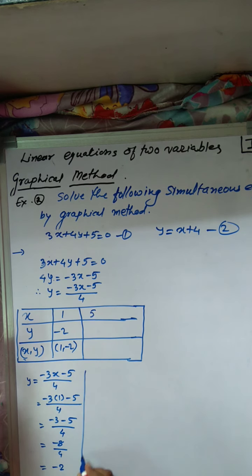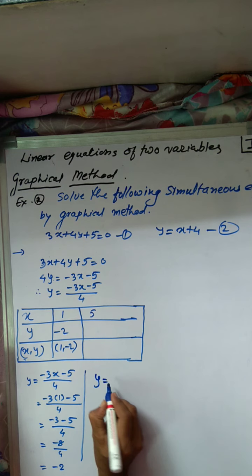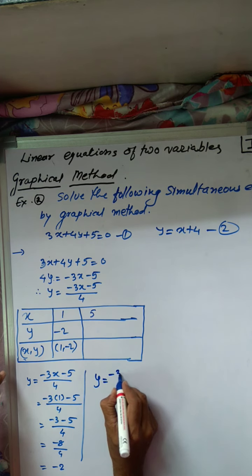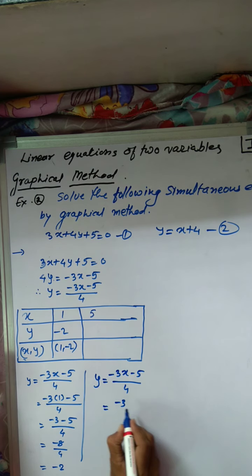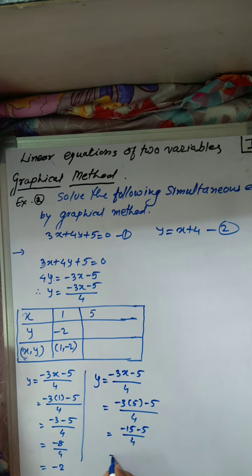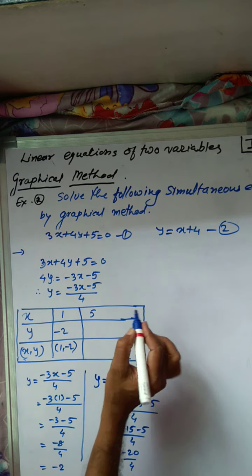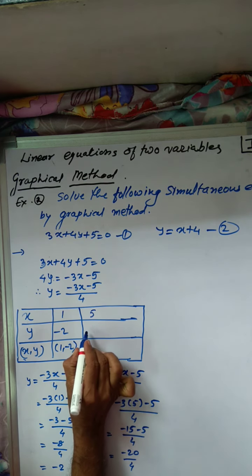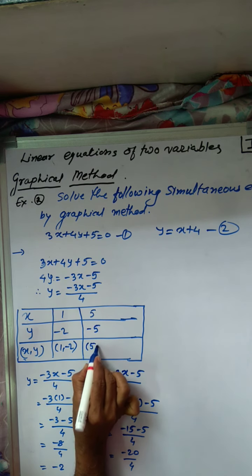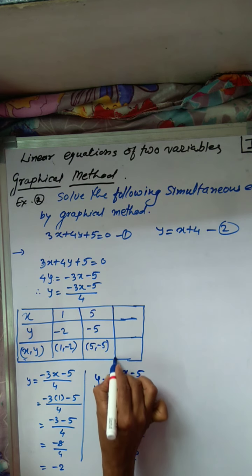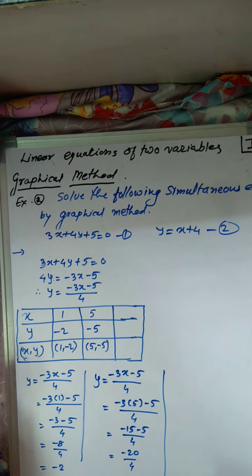Hence, now take the second number, x is equal to 5. We get y is equal to minus 3x minus 5 upon 4. That means minus 3 into 5 minus 5 upon 4, which gives minus 15 minus 5 upon 4. That means minus 20 upon 4, which gives minus 5. Hence the value of y is also an integer. The point is 5, minus 5.